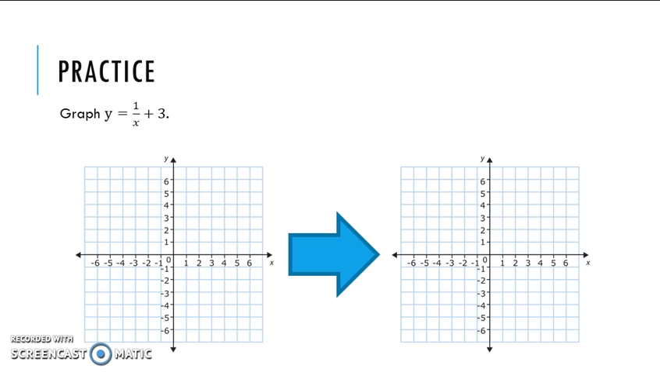So I'm starting out with a rational function. I've got 1 over x plus 3. So I'm going to include my asymptotes. I need a horizontal and a vertical.